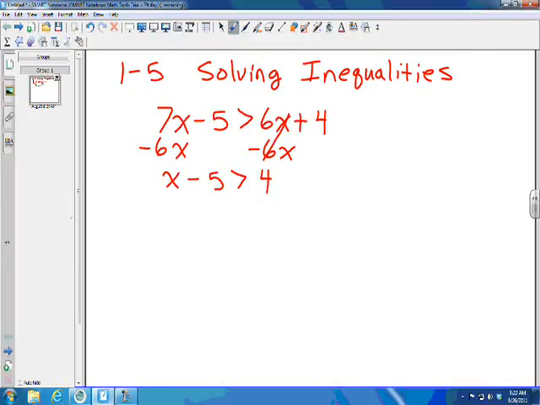So what do we need to move now? We got the x on the left side. The 5, how do we do that? Add 5. So we have x is greater than 9. Was that any different than solving a regular equation? No, that one wasn't. Some of them will have a few little differences.